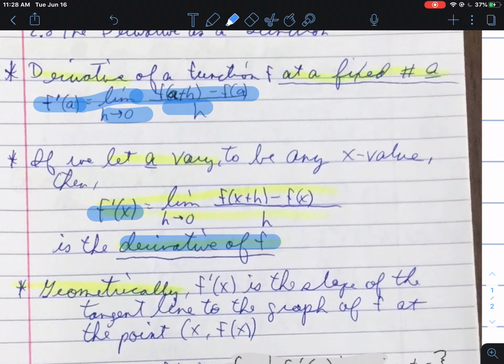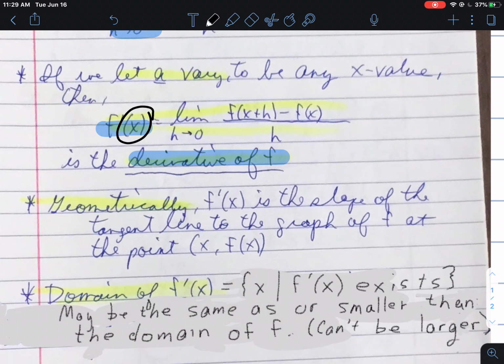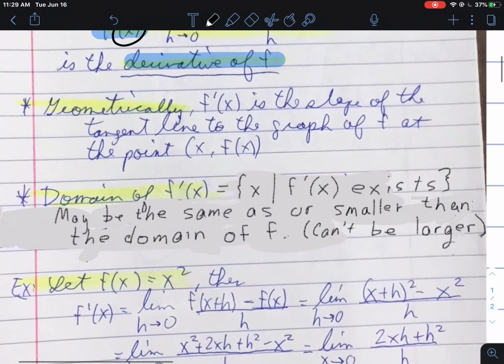Again, it's kind of splitting hairs. Do I use f prime of a? Do I use f prime of x? Use f prime of whatever your independent variable happens to be. So in generic form, it's f prime of x. So don't get too hung up on that. That's notation, but it's all with respect to the variable that you're using.